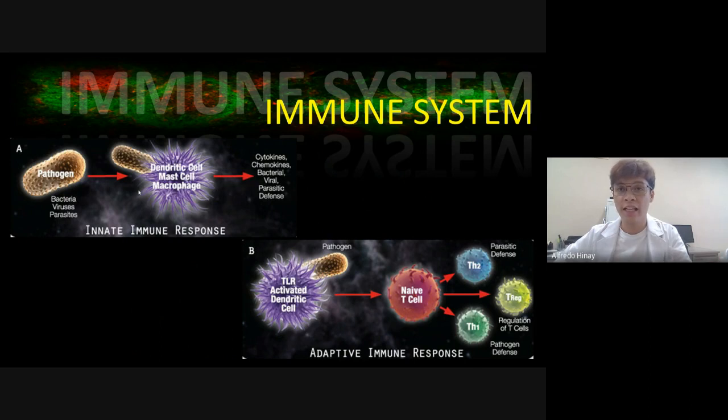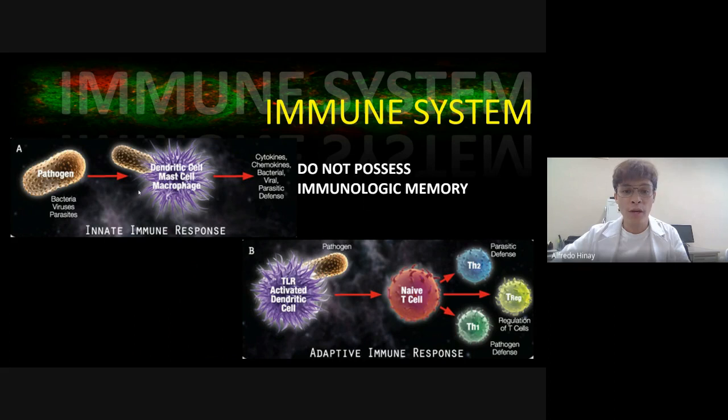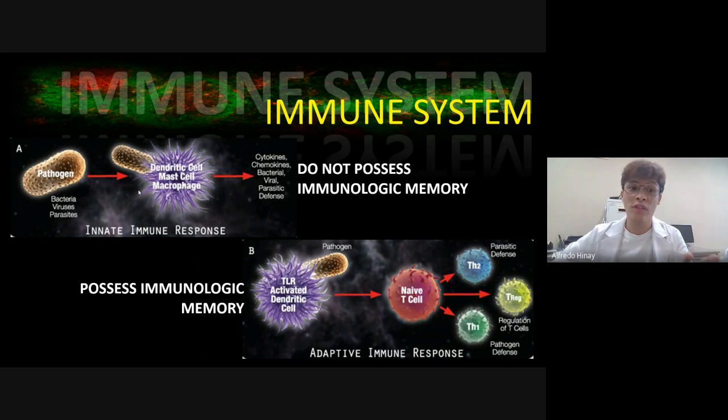Those that I mentioned, class, take note, do not possess immunological memory, compared with your adaptive immune response, which is basically your T cells and B cells. One distinctive characteristic that differs them from the innate immune response is that the adaptive immune response possesses immunological memory. And we'll try to cover that. A very interesting part of the adaptive immune response is that we will learn how the B cells and T cells develop. This is very important because an incorrect ontogeny of your T cells and B cells can lead to autoimmune responses, autoimmune diseases, and also a malfunction of your immune system against a specific infectious agent. We'll try to cover that.